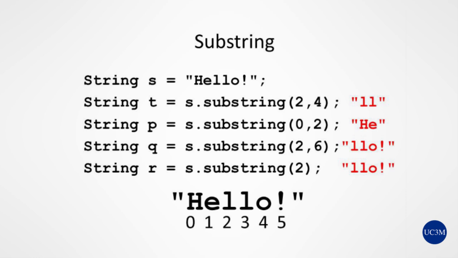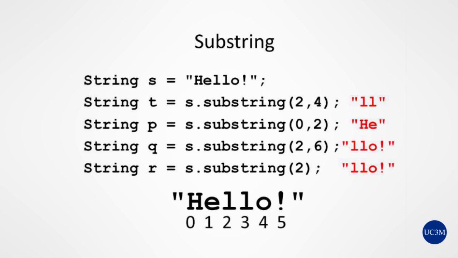So substring 2,4 means that we extract the substring that starts at position 2, the first L, and ends at the position before the 4. So position 4 is not included. We just include characters at positions 2 and 3, the 2 L's. Substring 0,2 selects the 2 first characters, and substring 2,6 the remaining ones. It is also possible to write one argument, meaning that the substring is selected till the end of the string, like you see in the example.